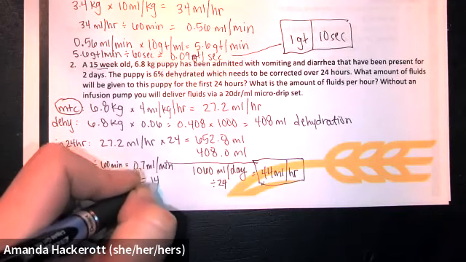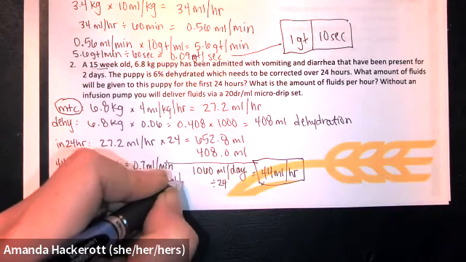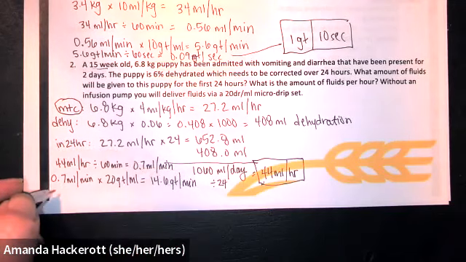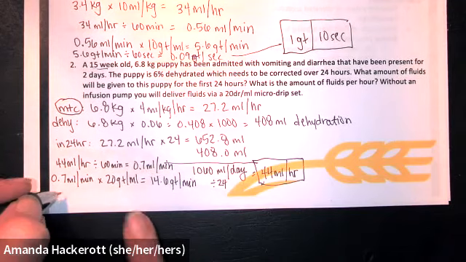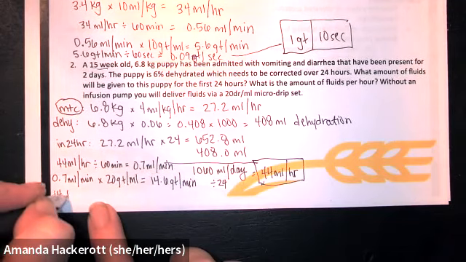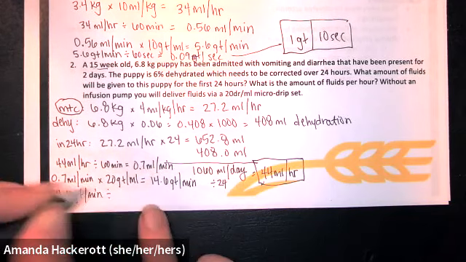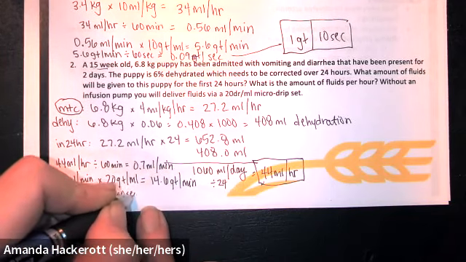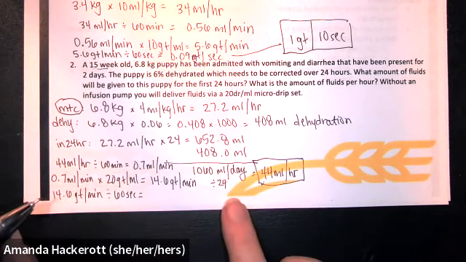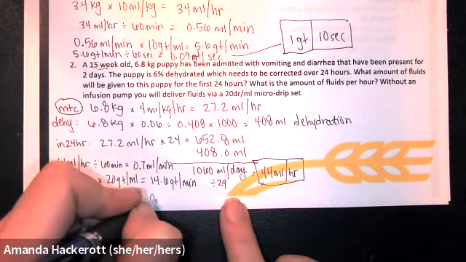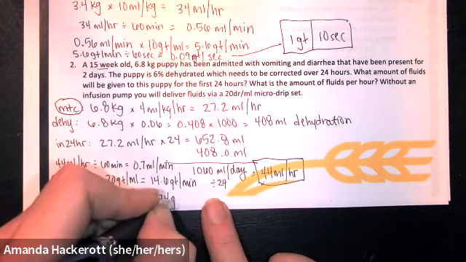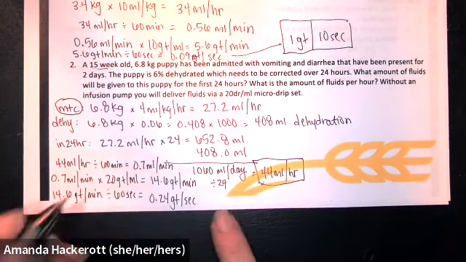And that gives us 14.6 drops in a minute. And we're going to divide that one more time by 60 to get to our seconds. So 14.6 drops per minute, divide by 60 seconds. And that gives us about 0.24 drops a second.